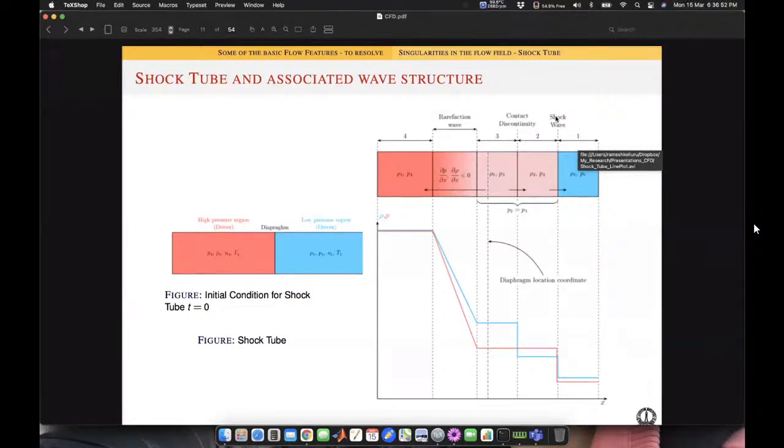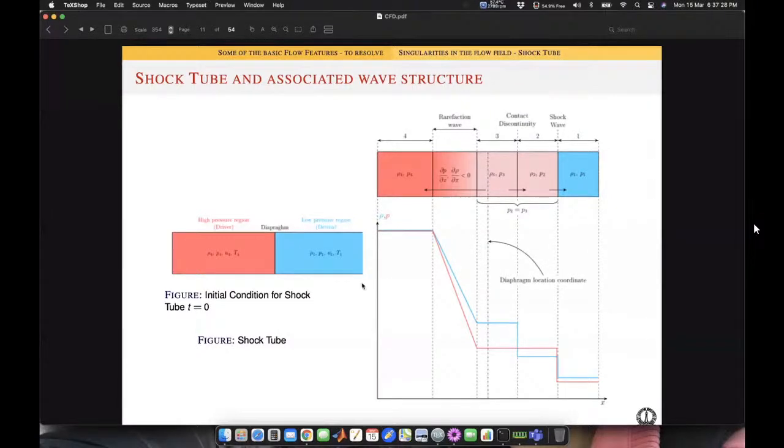As the diaphragm ruptures, you have the following waves. From left to right you'll see a shock wave traveling, and from right to left, from the same diaphragm, you'll see a rarefaction traveling in the opposite direction. The shock wave travels in the front, and in between these two there is a contact discontinuity wave sitting there. As you rupture it, the variation of density and pressure would be something like this, as you're seeing on the plot.